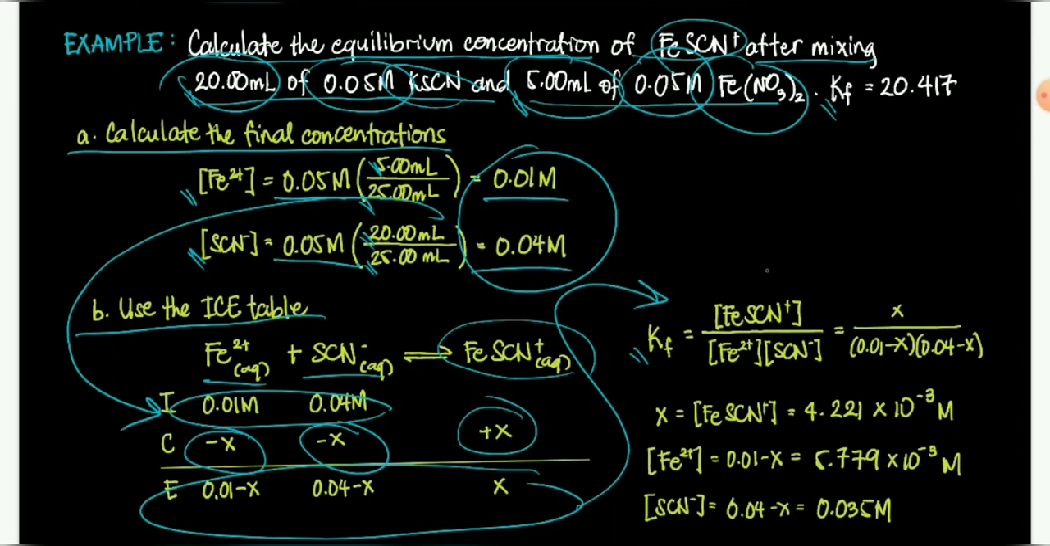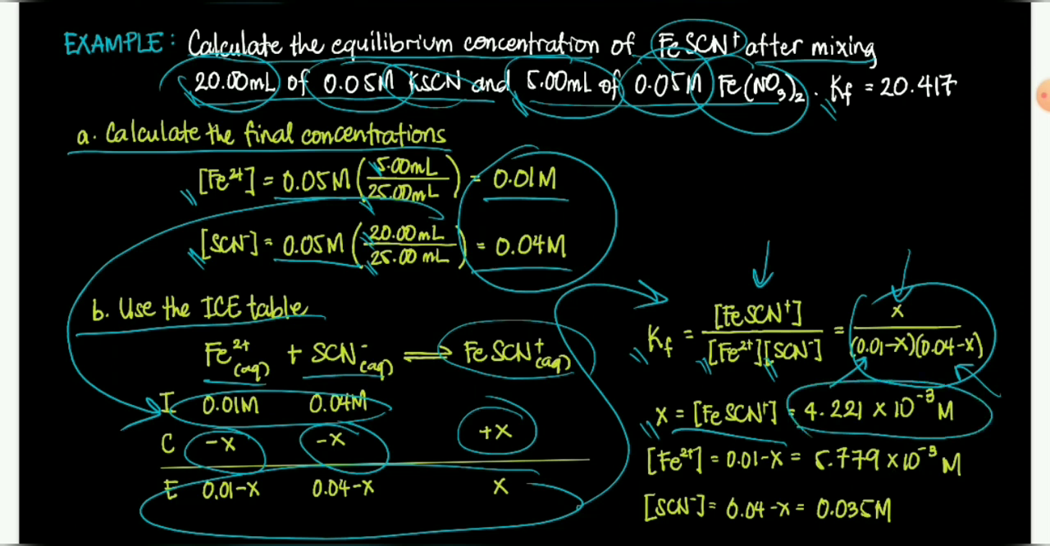So, for the Kf expression, we have the concentration of the thiocyanato iron 2 complex at equilibrium over the equilibrium concentration of the iron 2 plus times that of the thiocyanate anion. So, these are the substituted expressions. So, X for the thiocyanato iron 2 complex, this is for the Fe2 plus, and this is for the thiocyanate. Okay, so if we solve for X, we will get the concentration of the thiocyanato iron 2 complex. So that is 4.221 times 10 to the negative 3 molar.